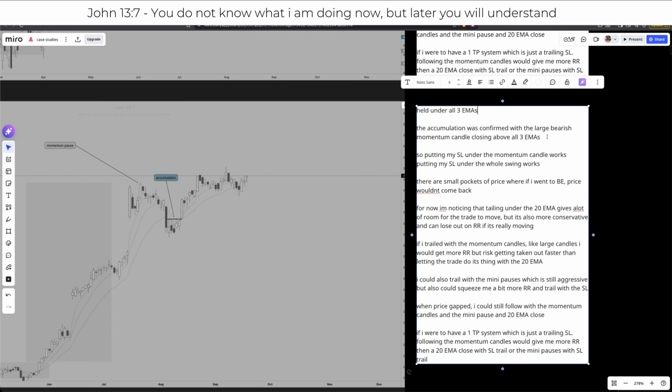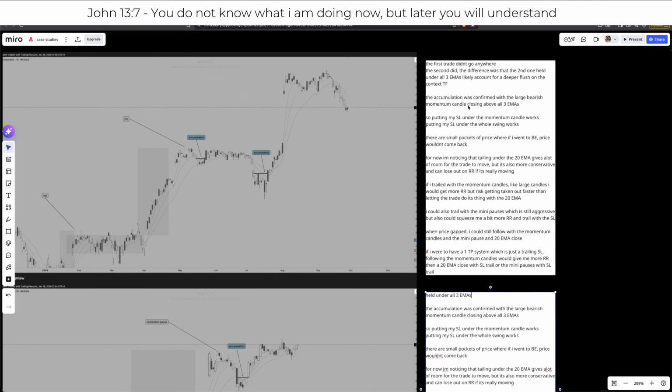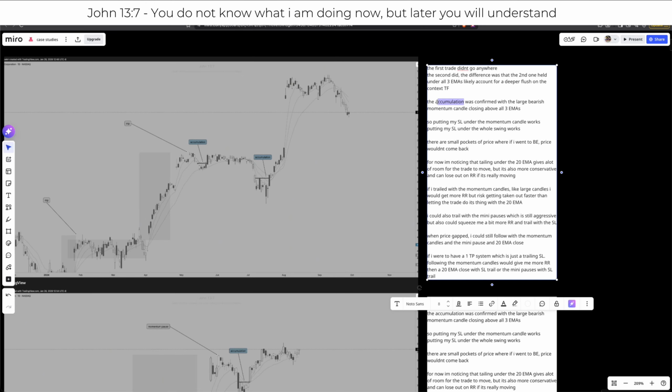So there was accumulation was confirmed with large. Oh wait, no, this should be a distribution. Hold on. So this would be a redistribution, right? Because of this stuff right there. So redistribution.